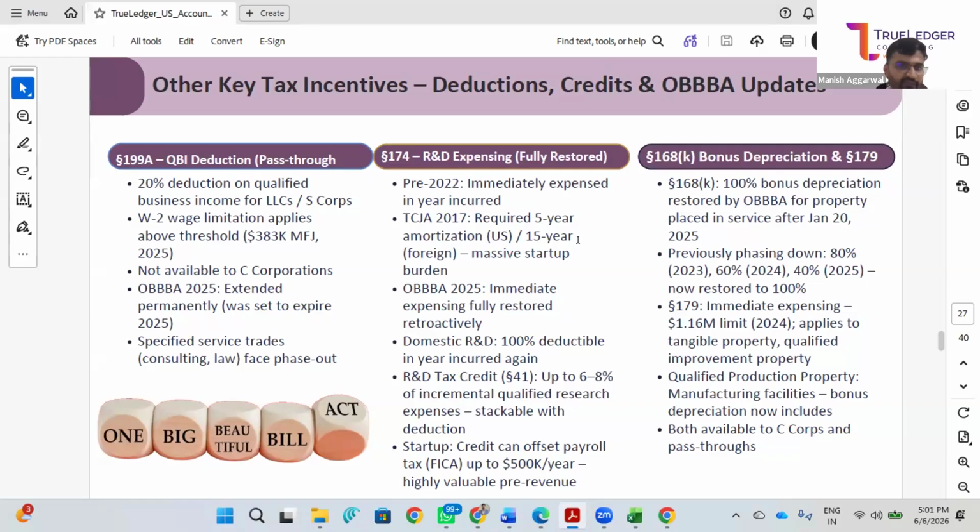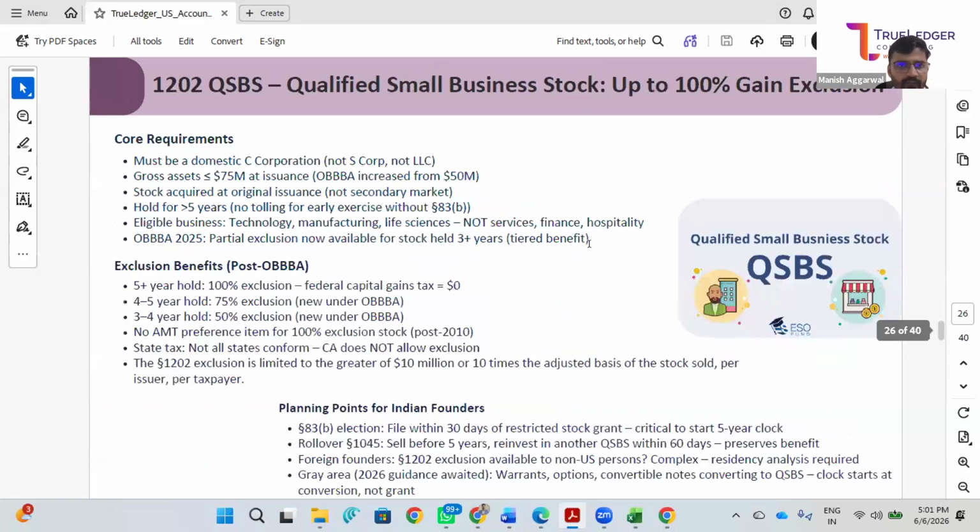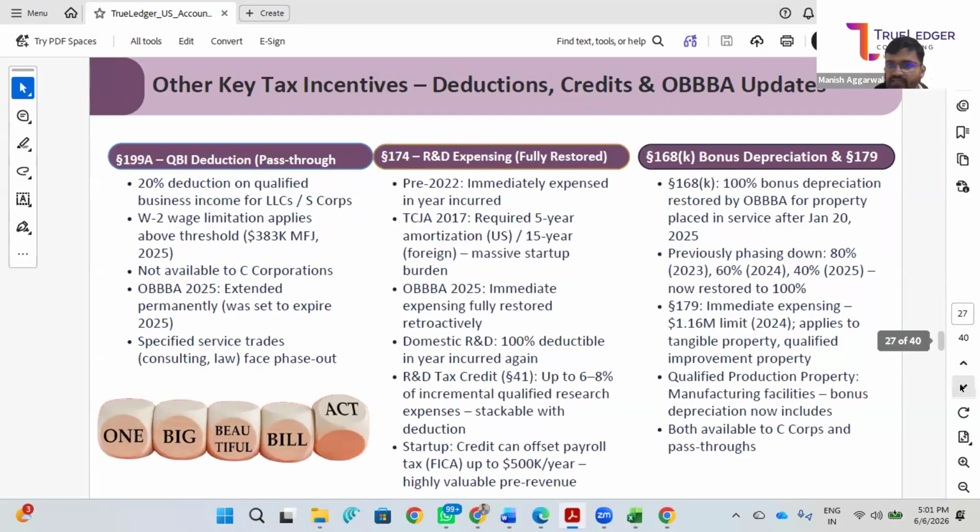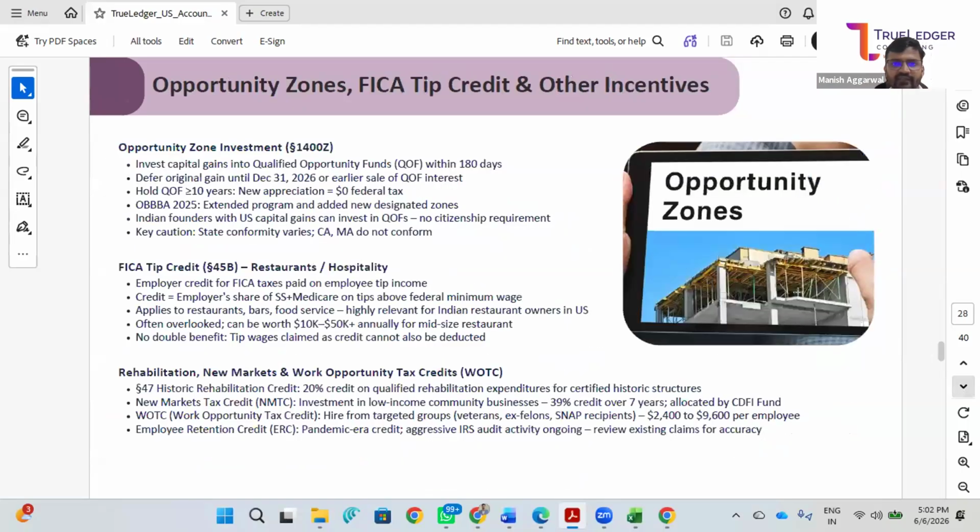Immediate expenditure benefit. Then also for S Corps only, this benefit is there, which is called the QBI deduction, Qualified Business Income Deduction, wherein 20% of the income is given as a deduction as a pass-through to the owner of this. So we've discussed QSBS, R&D expenses, bonus depreciation.